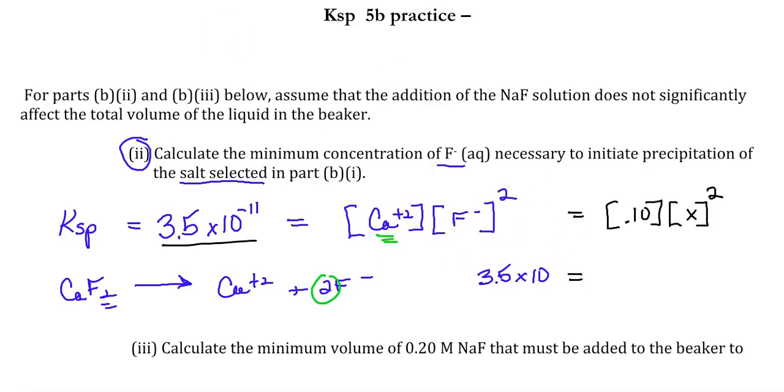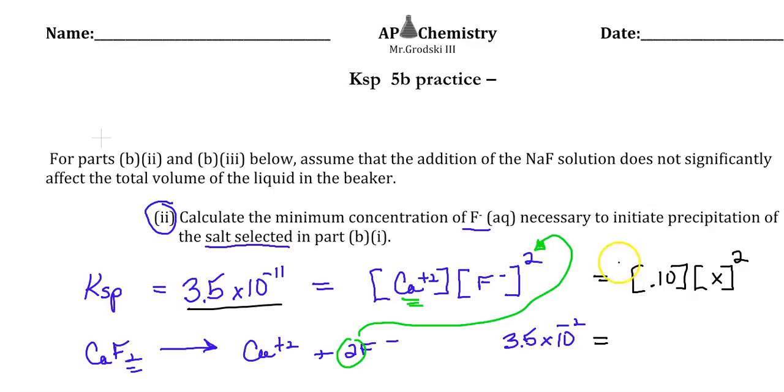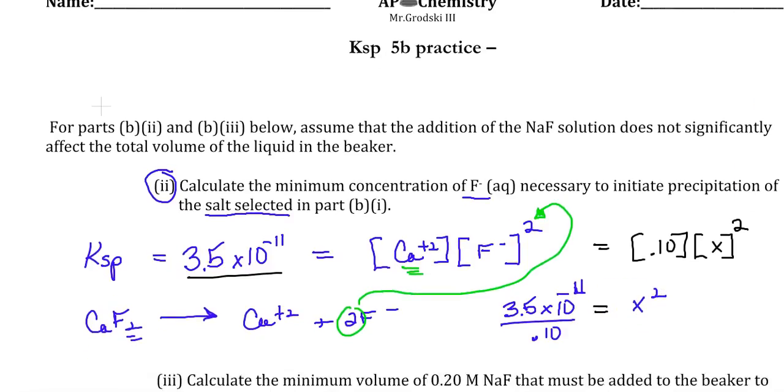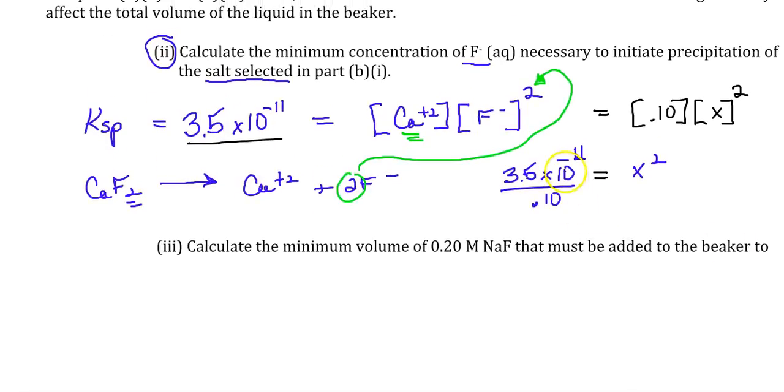What we're going to do is take this negative 11 here, and then divide by 0.10. And of course, that's going to equal X squared. When you do that, that's going to get bigger. So that becomes 3.5 times 10 to the negative 10. It got bigger, and that equals X squared.